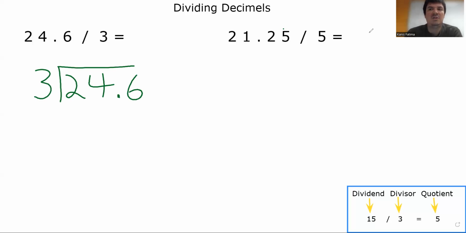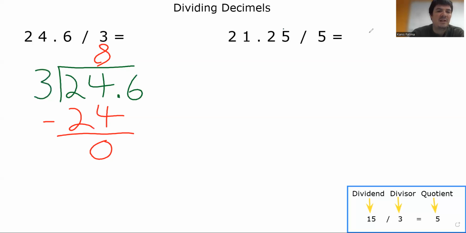Now I solve my division equation. Ready? 3 doesn't go into 2. 3 goes into 24 8 times. 3 times 8 is 24. 24 minus 24 is 0. Carry down the 6. Notice I don't do anything with the decimal yet.